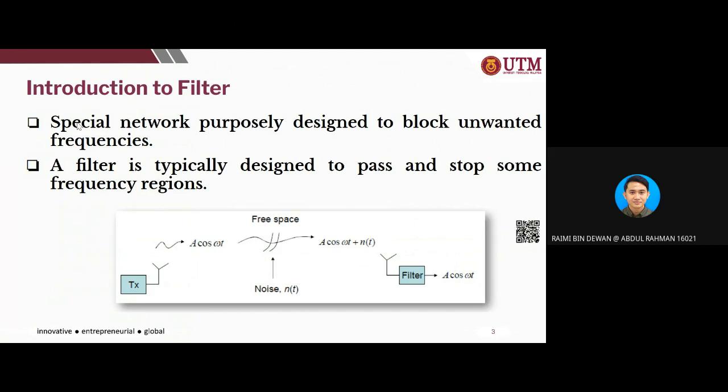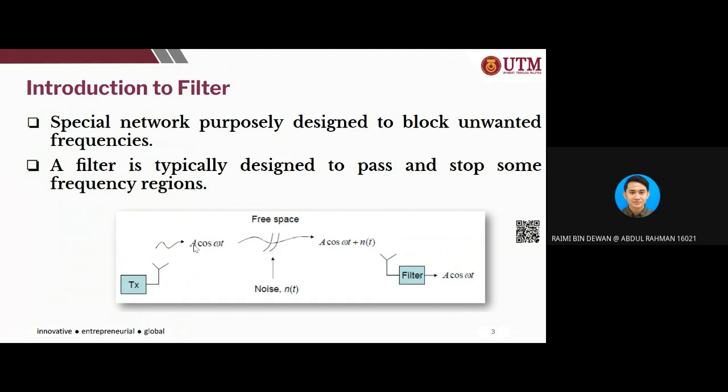But here we see the words "special network." A filter is a special network purposely designed to block unwanted frequencies. A filter is typically designed to pass and stop some frequency regions, like I told you. These frequency regions, the one where we stop, we call the stop band, and the one that we allow to pass is the pass band. So this is the frequency range.